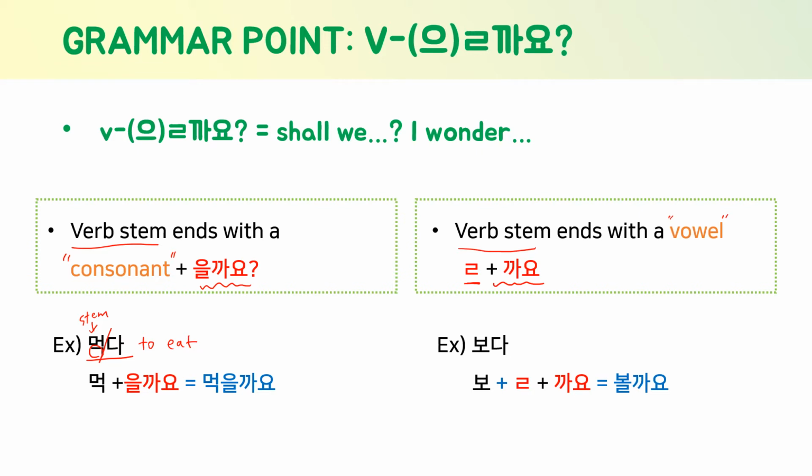Here, this is the base form, and you drop 다 to get the stem. If the stem ends with a vowel, you have to add the consonant ㄹ, and 까요. And it becomes 볼까요.